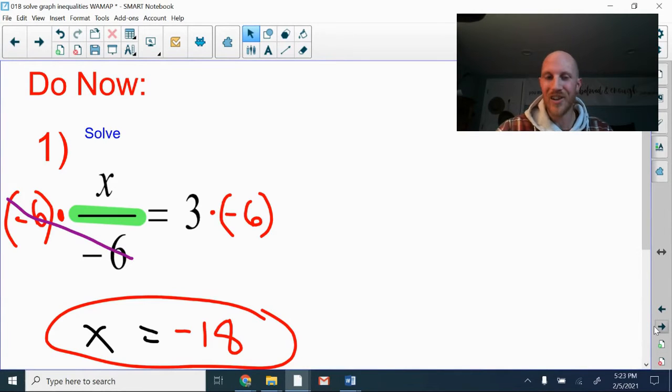All right, so we just need to undo that one operation in there. The green highlight there is division. The opposite of that would be multiply. So we're going to multiply both sides by -6, giving us a solution, x equals -18.